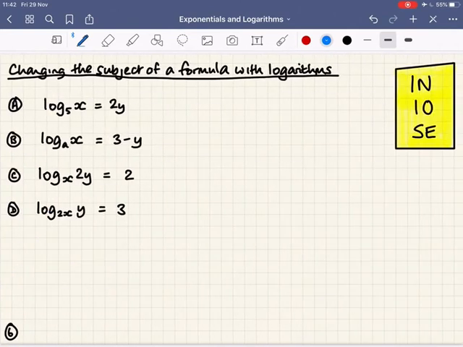And we can change the subject of a formula with logs. Here we want to create expressions for x in all cases. Let's write down what we know. If log to base 5 of x equals 2y, then 5 to the power of 2y must equal x. That's another way of rearranging or changing the subject. Similarly, x must equal the base a to the power of 3 minus y, because we're saying log to base a of x equals 3 minus y. What did I raise a to the power of to get x? I raised it to the power of 3 minus y.